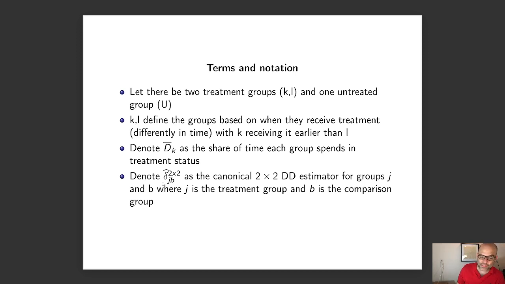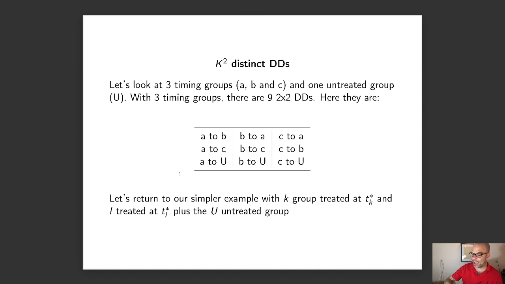Okay. Then we've got these 2x2s, right? And the 2x2 is just going to be the before and after minus the before and after of particular groups. Now, how many 2x2s are there when we have any differential timing scenario? I find it helpful to start with a slightly larger situation than we had with the K and L situation. We're gonna have three timing groups. A timing group is when a group gets treated. Timing groups are groups getting treated at different points in time, A, B, and C, okay? And we're gonna have one untreated group. So there are gonna be 9 2x2 diff and diffs, all right?